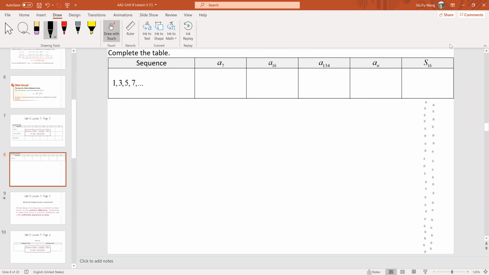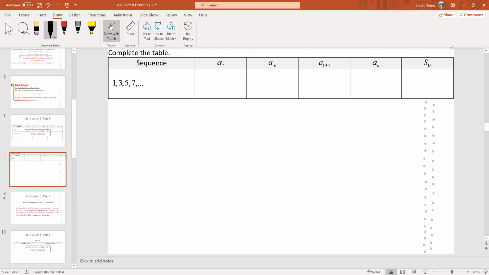Let's take a look at this sequence as an example. So is there any pattern of this sequence? Well, there is. The pattern is that the term increases by 2. So 2 will be the common difference. From the previous lesson, we have learned that a sequence with a common difference will be an arithmetic sequence.